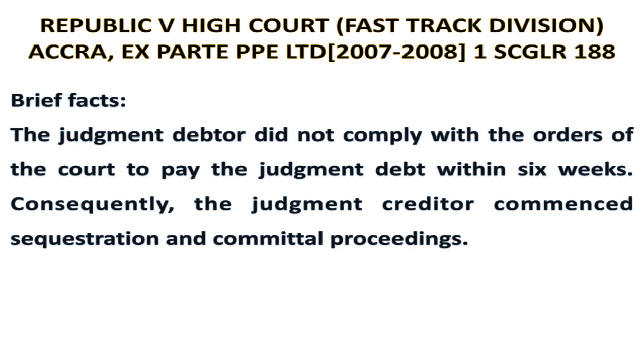The essential facts are that the judgment debtor in this case did not comply with the orders of the court to pay the judgment debt within 6 weeks. So the court ordered, pay the debt within 6 weeks. But the judgment debtor failed to comply with this. Consequently, the judgment creditor commenced sequestration and committal proceedings against that judgment debtor.